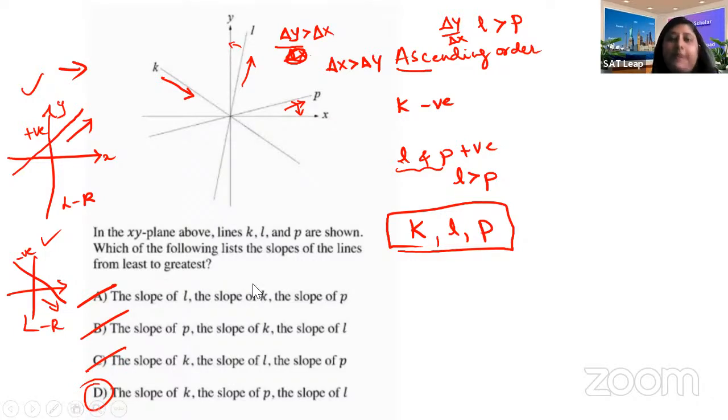Okay, so this is about lines on the plane. I tried to take different varieties of questions which are asked in the SAT. Hope you guys liked it. How was the session, guys? Was it informative? How did you find it?